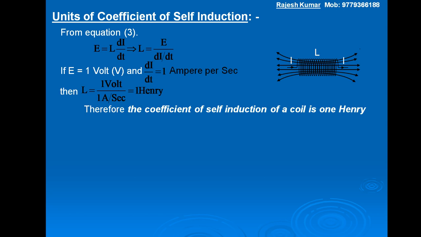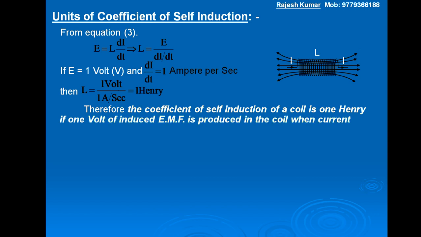Therefore, the coefficient of self-induction of the coil is 1 Henry if 1 volt of induced EMF is produced in the coil when current flowing through it changes by unit rate. So this is the second definition of 1 Henry.